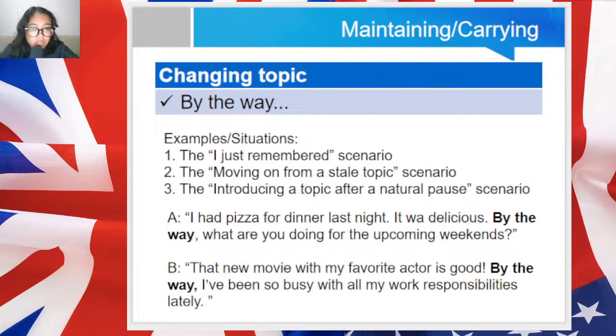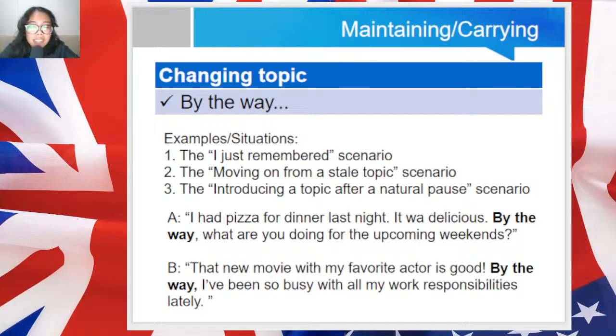Okay, so both phrases are excellent tools, but they have different purposes. You can think of by the way as a new thought you are adding to the conversation, and anyway as a way of concluding a topic and moving to the next.